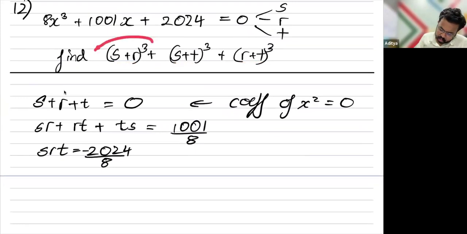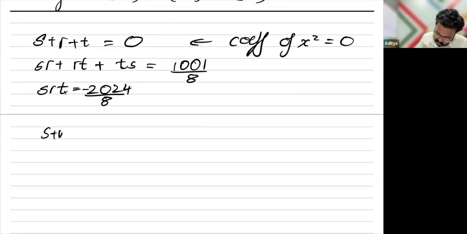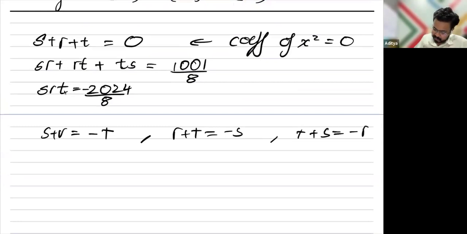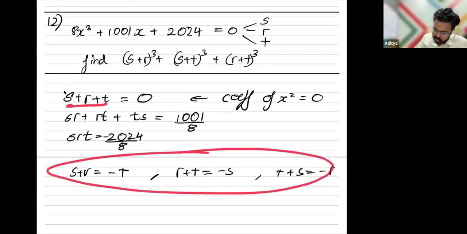The way to proceed over here is not to actually expand this, just because you know a plus b the whole cube doesn't require expanding all of this. You can write that s plus r is equal to minus t. Same way you can write r plus t equal to minus s, and t plus s is equal to minus r. And when you substitute these values, why can we write all of this? Because the sum of roots is 0.